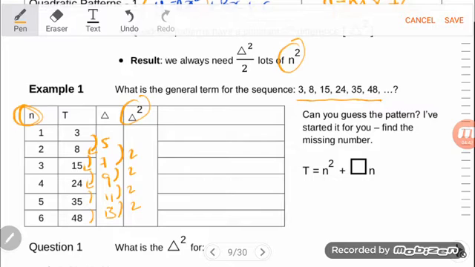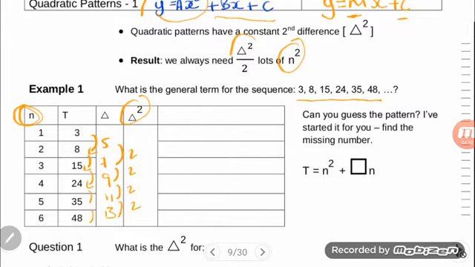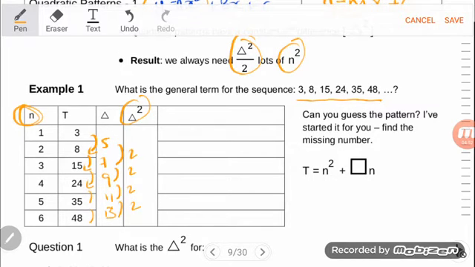So, how many n squareds do we have? Well, we've got a little trick. Here we take the second difference and divide by 2. Let's divide our second difference, which is 2, by 2, shall we? So 2 divided by 2 is equal to 1, and it's positive 1. So we only need 1 n squared. Cool. But is that the whole of it? Let's find out.